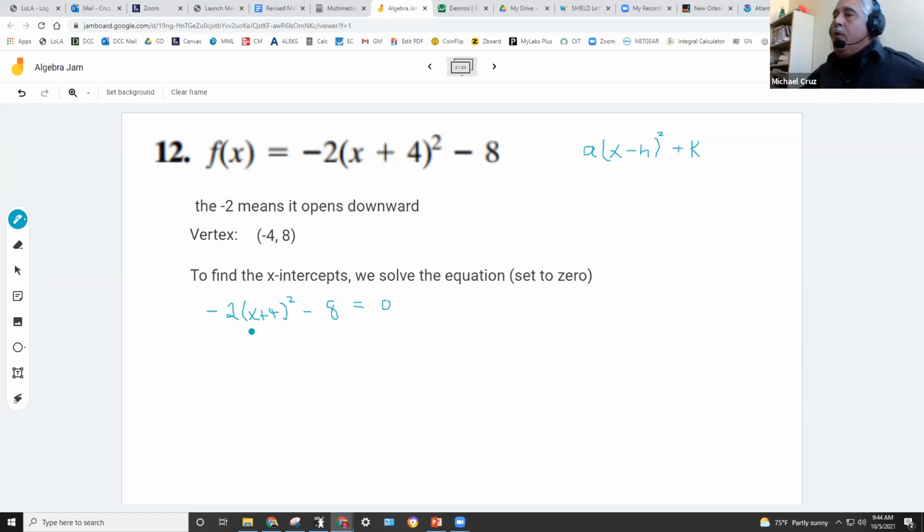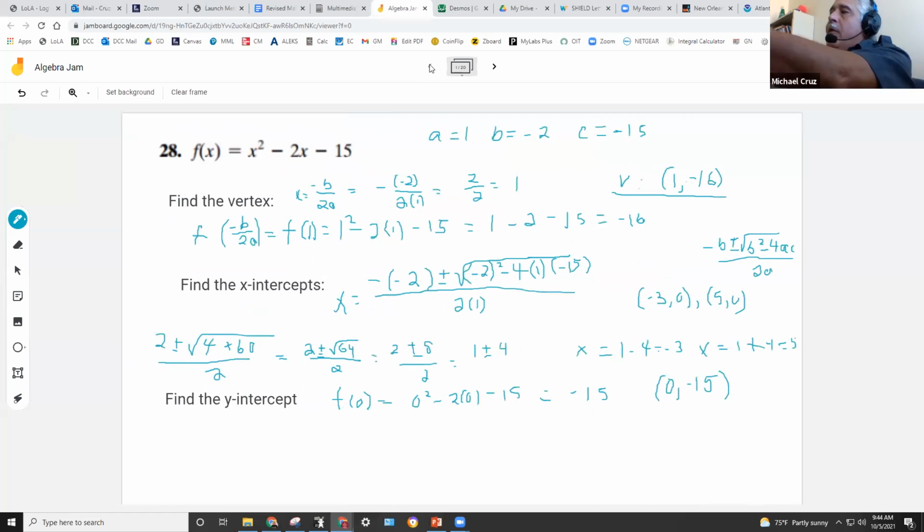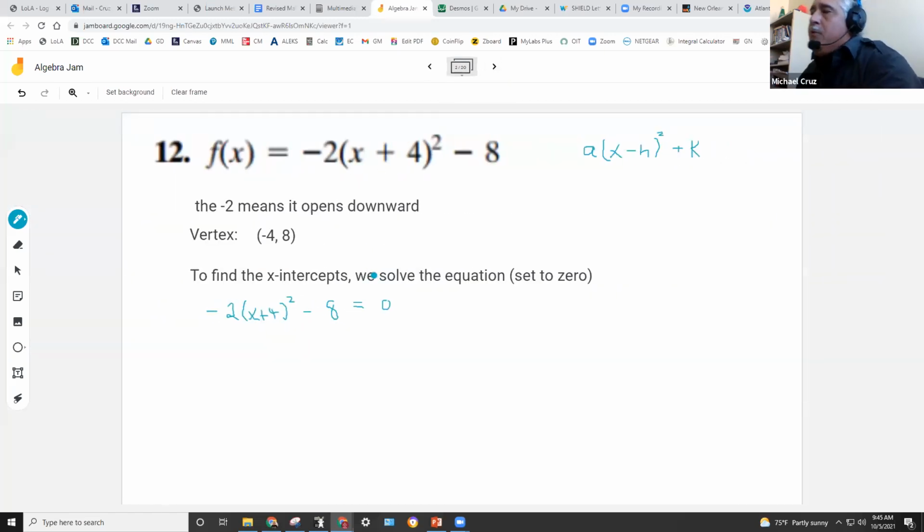But what you could do is FOIL this out, then simplify by multiplying everything by -2, collecting all your like terms, and then it'll be in the form of the way this one was. And then you can put it in the quadratic formula. But it's really simpler to just go ahead and use the square root property.